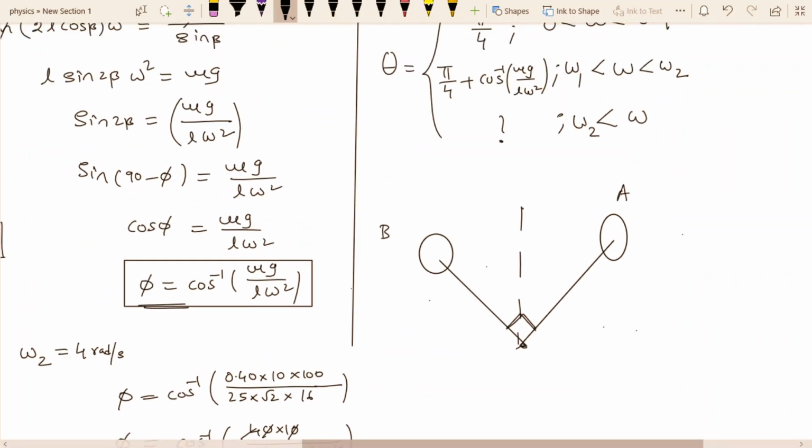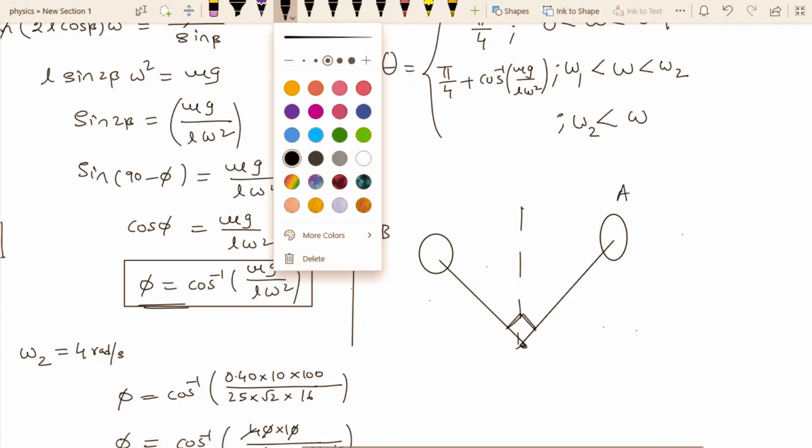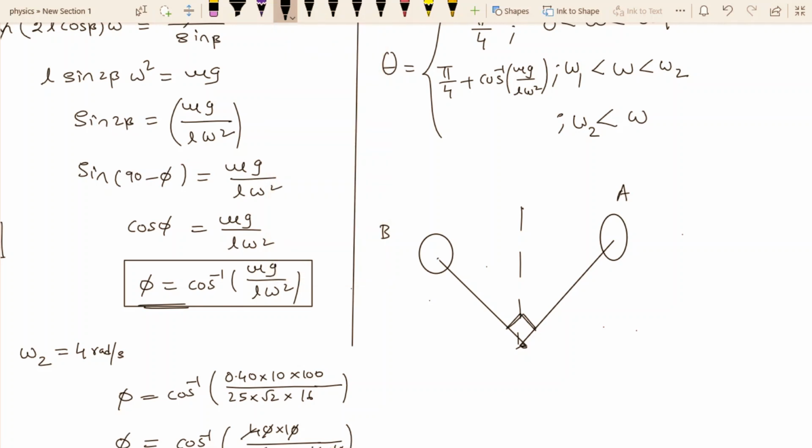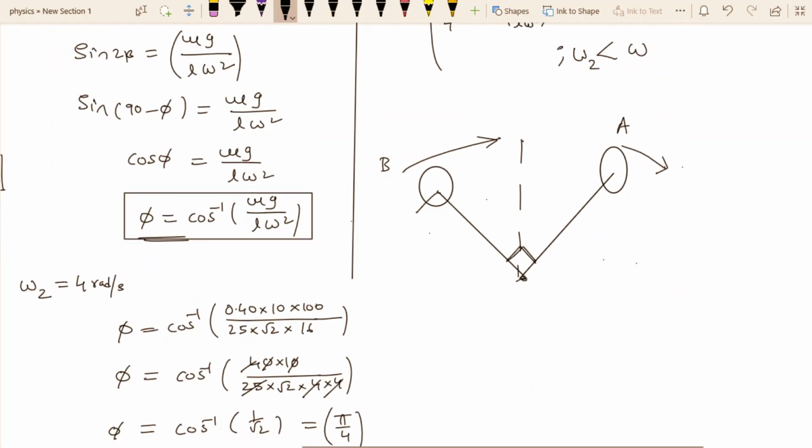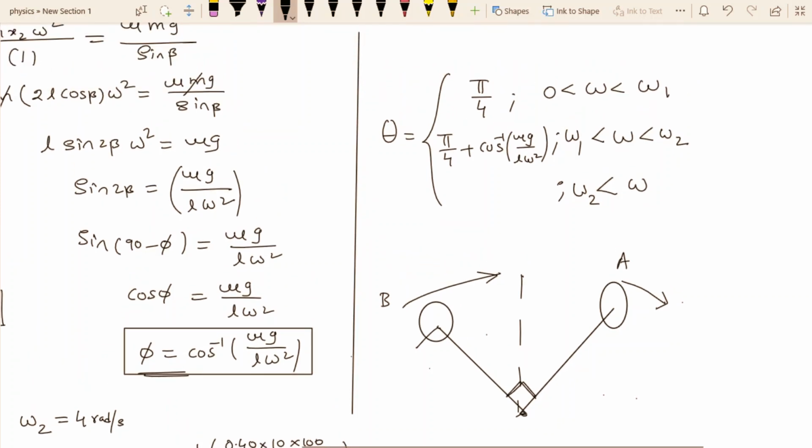When omega becomes greater than omega 2, immediately at that instant disk B will start slipping, and disk B will immediately come to disk A. Disk A will move like this, and disk B will approach disk A, and finally the angle between A and B will become 0. So we have to mention that case also.